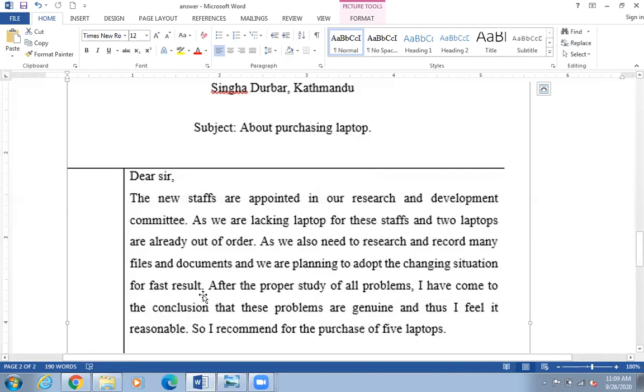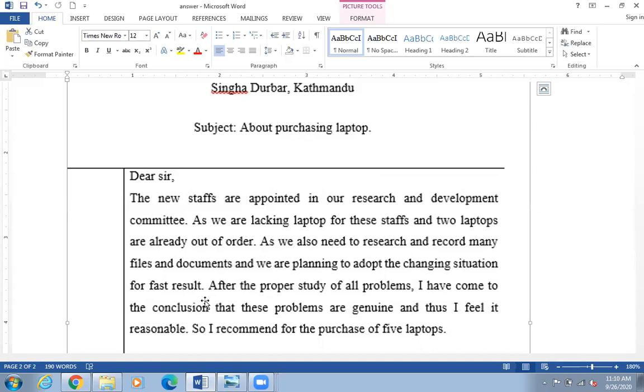Okay, so we need to record different things. Searching in the register takes a lot of time, so we need to go according to the situation. Okay, so we need to go according to the situation. In the old days we used to write in registers, but that is no longer the case. So that's why we need to record everything in the computer so that we can get the files when we need them. Okay, so by one click we can get the files. That means what we need to do? We need to adopt the new technology.